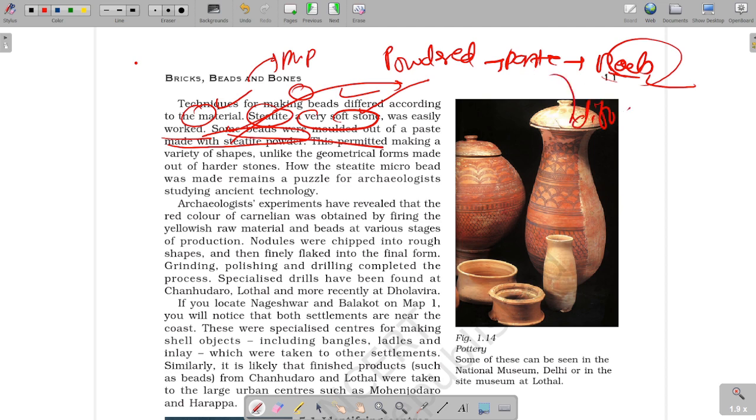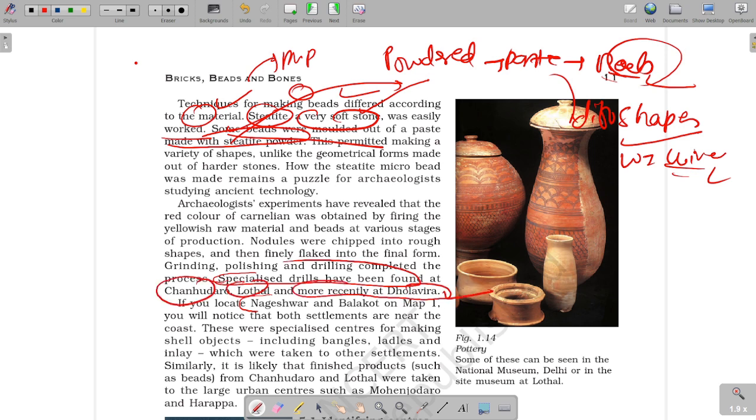Different geometrical shapes were given. The special places like drills have been found at Chanu Dado, Lothal, and most recently at Dholavira.